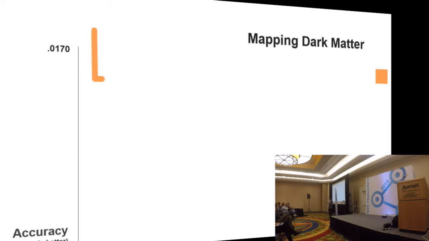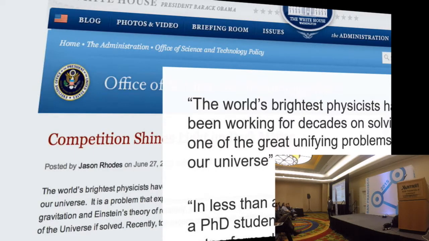So it turns out the approach that Martin took was a very, very good fit for the problem that NASA had put up, and he was able to make a very quick breakthrough. He actually got featured on the White House Office of Science and Technology Policy blog. What they wrote is that the world's brightest physicists have been working for decades on solving one of the great unifying problems, and in less than a week, Martin O'Leary, this PhD student in glaciology, was able to outperform state-of-the-art algorithms.